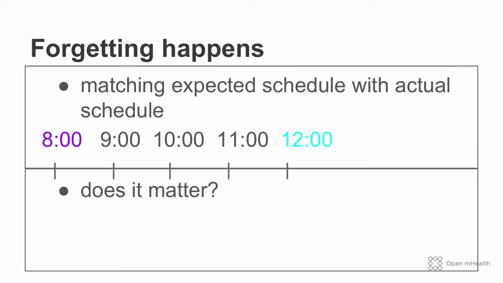So matching the expected schedule with the actual schedule, if we have all the pieces modeled properly and we collect the data: here we can say, okay, the person was supposed to take, according to their own schedule, the drug at 8 o'clock. Well, they ended up taking it at 12. Does it matter? In this case, it doesn't, because the half-life of this medication is long enough that if one day the person is late, it doesn't matter. But if the person is taking, and a clear example is insulin, well, it does matter.